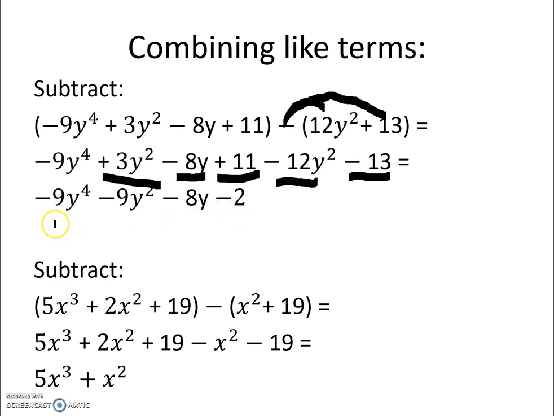So when we distribute and we combine like terms, we found that the answer is a negative 9y to the fourth minus 9y squared minus 8y minus 2.